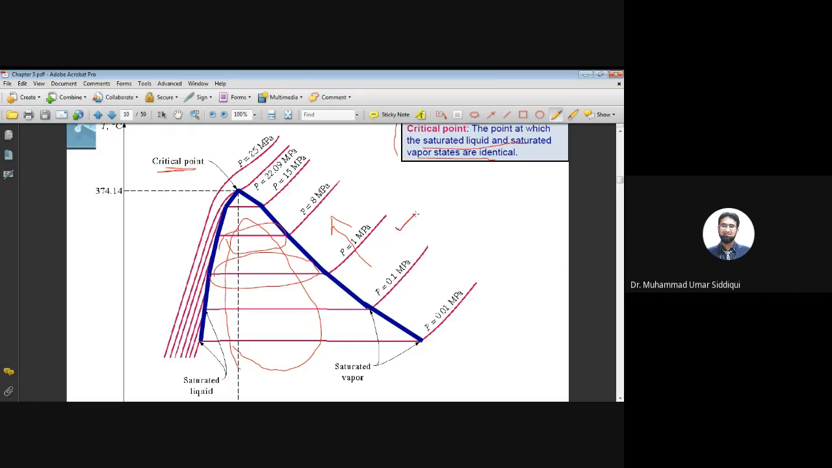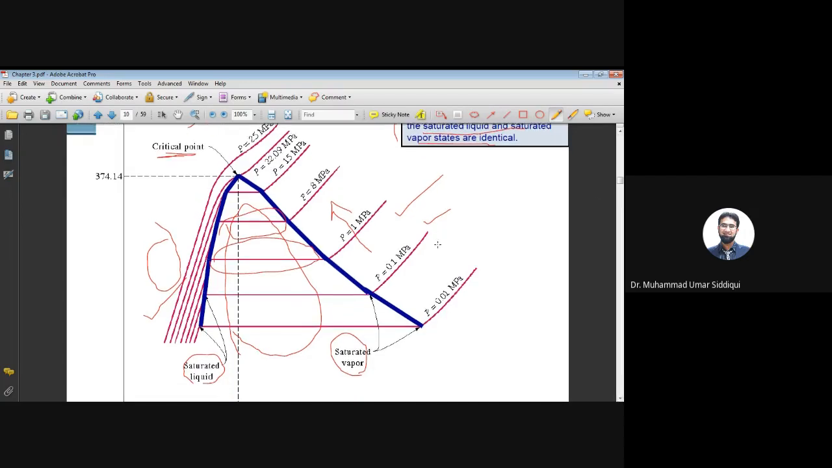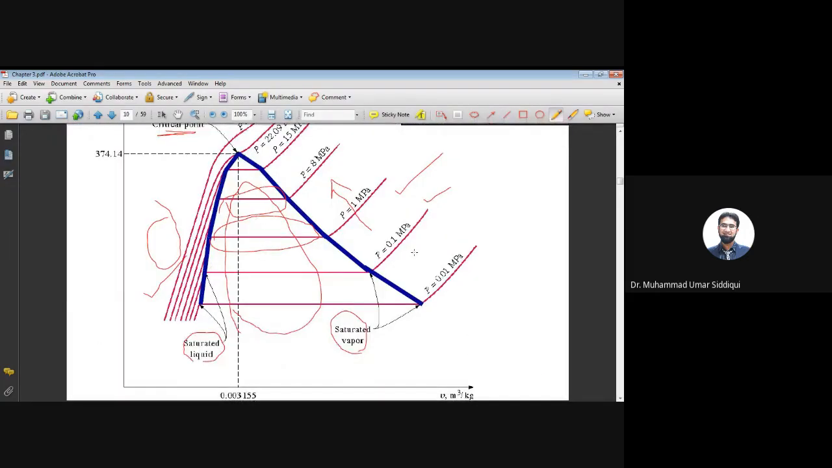On this side you will have the superheated region, all superheated vapor. This side you will have the compressed liquid region. So you have compressed liquid, you have superheated vapor, inside you have the saturation region, and the two lines that make up the dome are basically the saturated liquid line and the saturated vapor line. The top point, where the saturated liquid and the saturated vapor line meet, is known as the critical point. Okay, so this is the PV diagram.